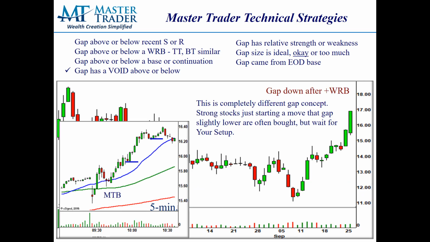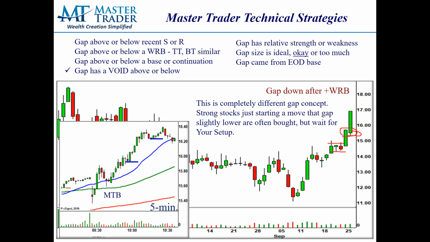Now, the next example that we have is a bit different because it gapped down. What I want you to take away from this is that this was a bullish setup where prices had consolidated for several days. It moved up the prior day, closing near the high. This type of a gap down is often bought because this is a bullish pattern suggesting it's going to go higher.